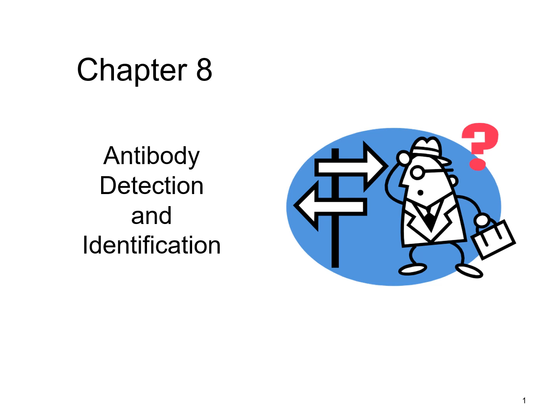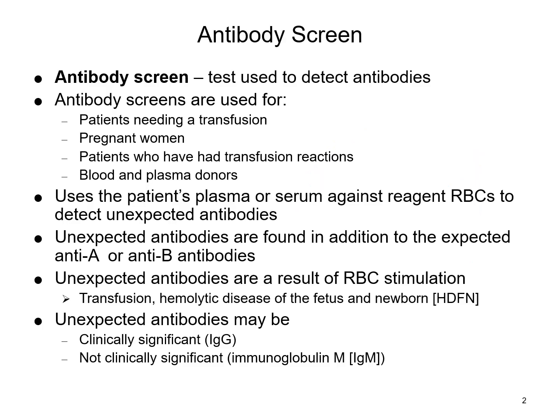For this lecture, we will cover Chapter 8, Antibody Detection and Identification. Now, as you recall, doing a blood type is going to be the first step in doing testing within the blood bank to determine a patient's blood type. And then beyond that, the additional step that we do for testing is going to include an antibody screen. And what that is going to do is actually detect whether or not there are any antibodies within that patient that could potentially cause problems.